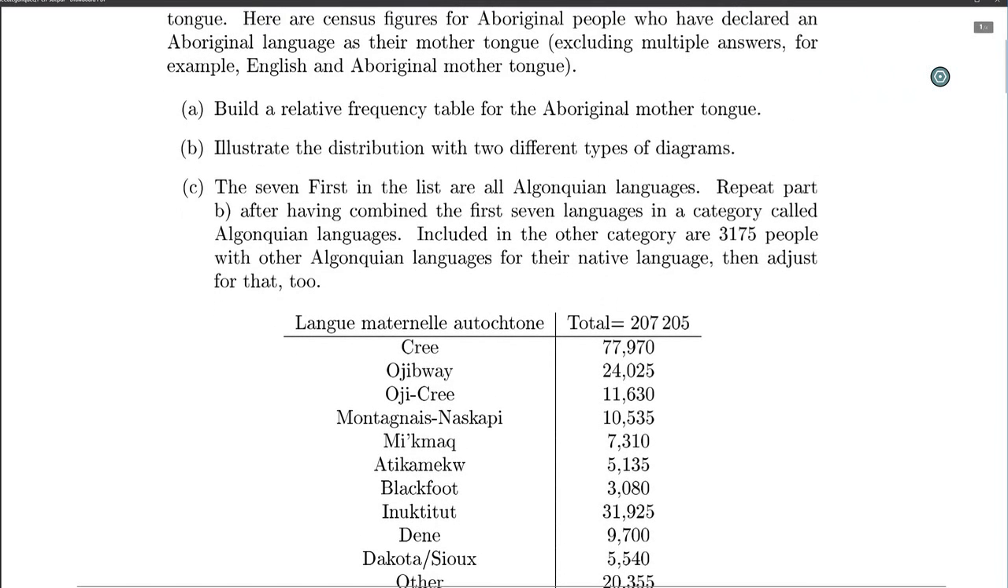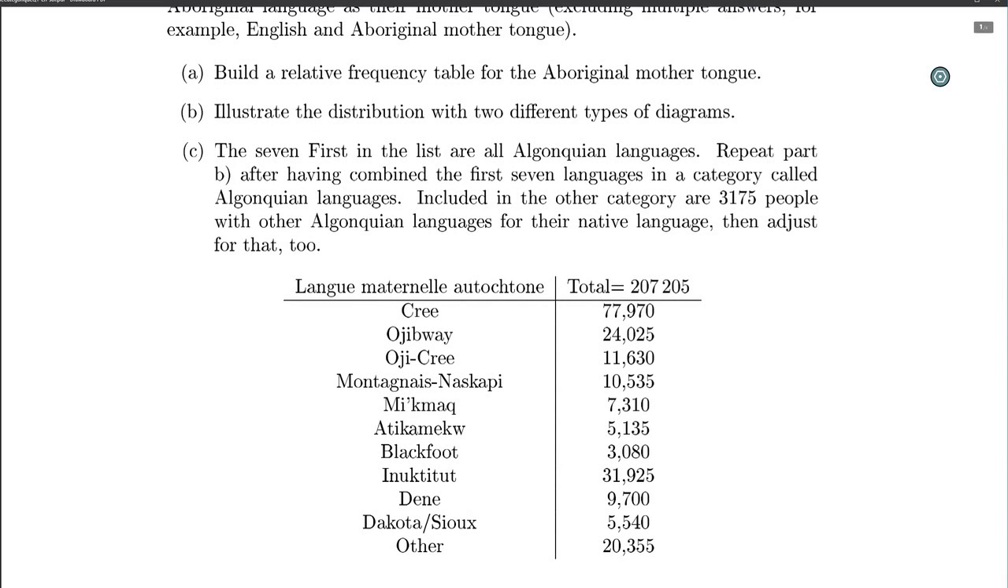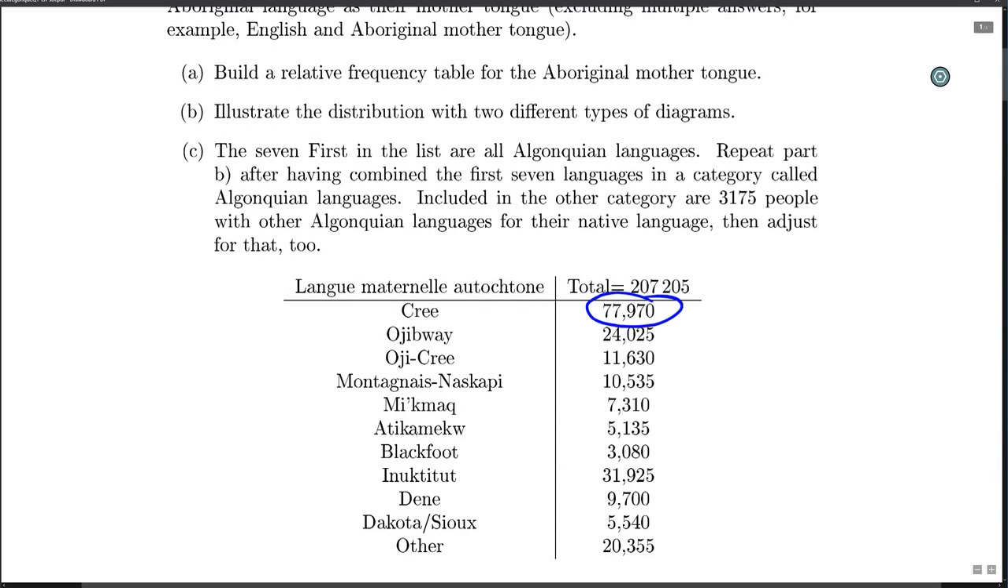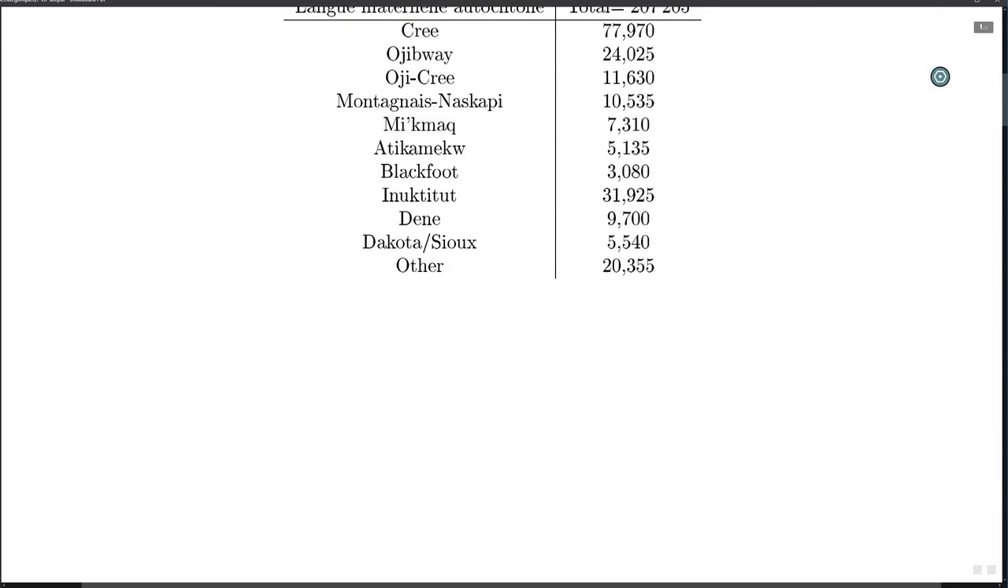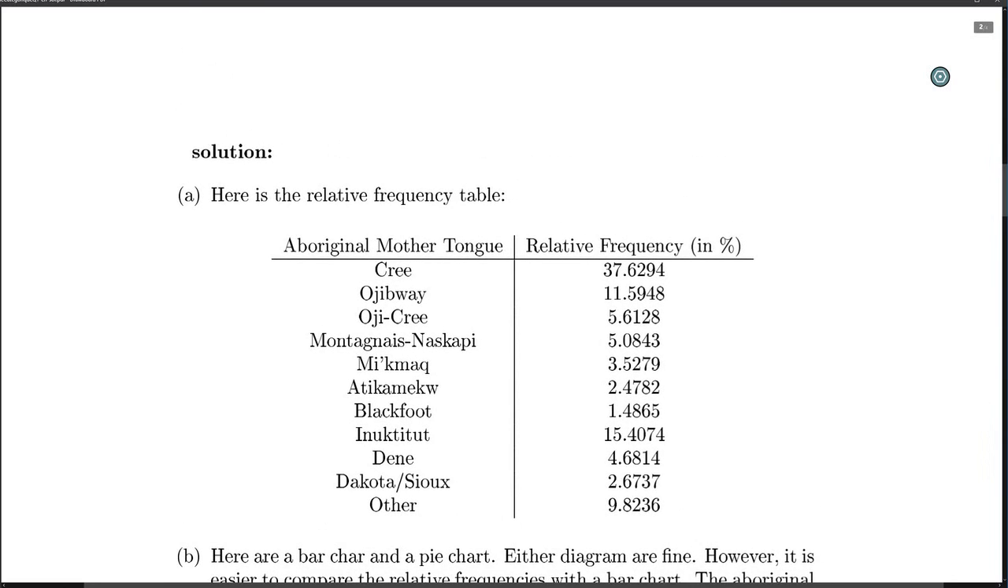In total, we had 207,205 respondents. And then each respondent had to give their mother tongue. So for example, 77,970 gave Cree as their mother tongue. Okay, and so what we'll do is, if you go down in the solutions, what we need to do is get the relative frequency. So here we have about 37.6% for Cree.